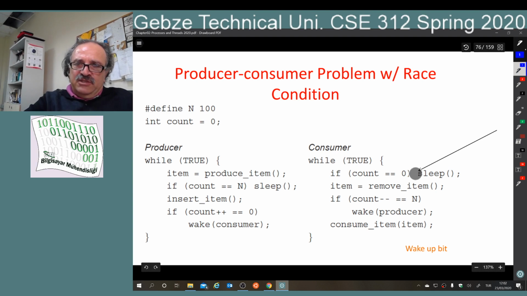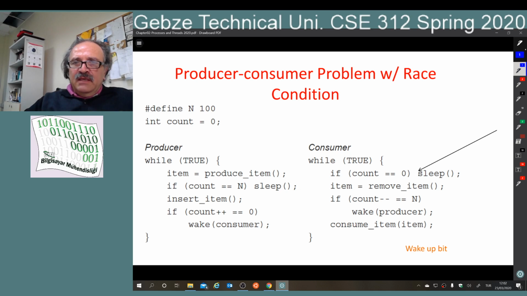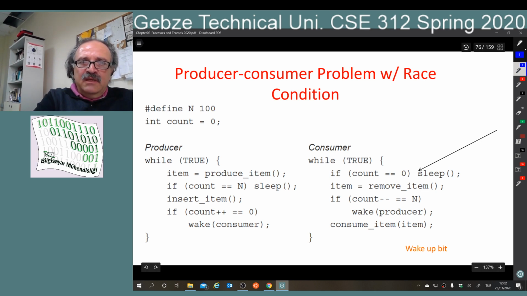I get an interrupt here, just at this position. Before I go to sleep, I get an interrupt. Okay? And my producer started running. It produced an item. Count is not n, count is 0. It inserted the item, and it said that the count was 0, so I will increment the count and I will wake the consumer. It sent a wake up call to the operating system, and the operating system took this call and said that nobody is sleeping, so I will ignore this one.